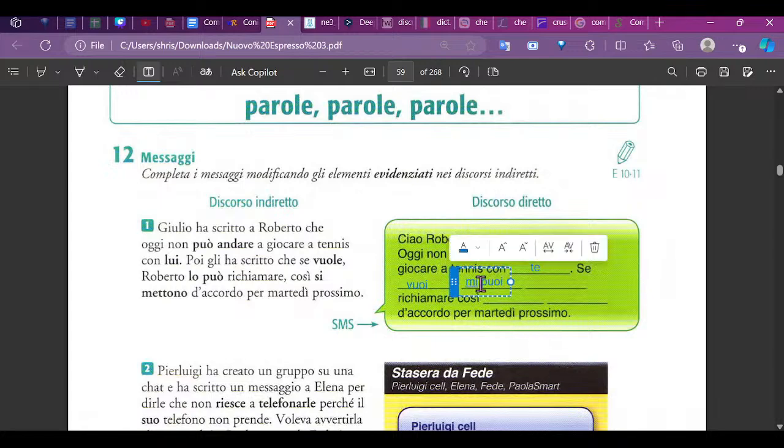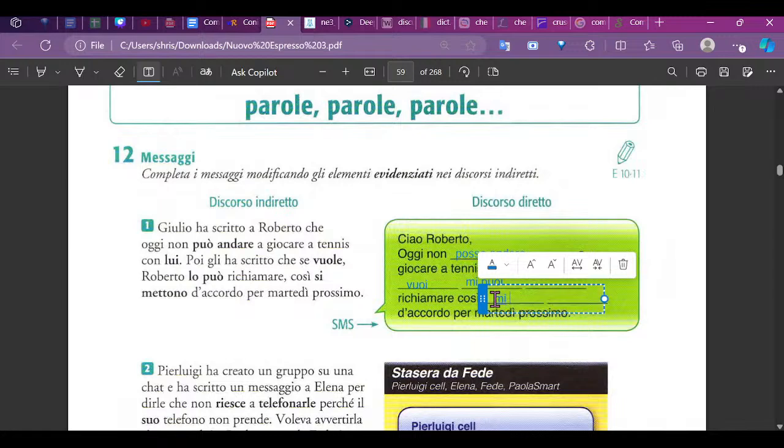I guess it should be me. I don't know. Me lo presti, me. I'll keep that. It's probably a mistake, but I'll keep that. I'll check, of course. Così si mettono. Sì, ok. Così, mi. No. Così abbiamo. No. Sì. Mettersi. Ok, metterci. Ci. Metto. No. Ci mettiamo.